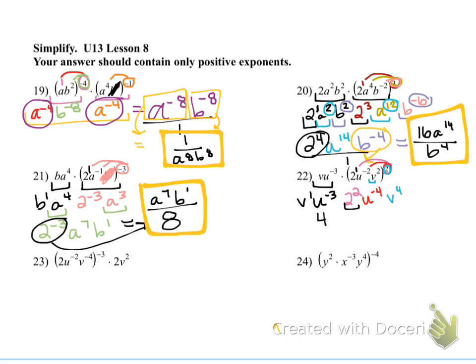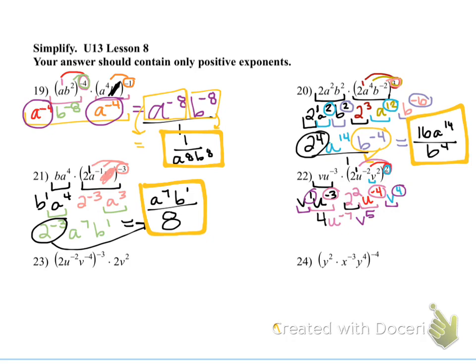And then let's go ahead and simplify the u. So our u here, we've got a u to the -3, and we've got a u to the -4. We're going to add those together. So -3 plus -4 gets me u to the -7. And then we're going to do that same thing with my v's. I've got a v to the first power, I've got a v to the fourth power, so 1 plus 4 gets me v to the fifth power.